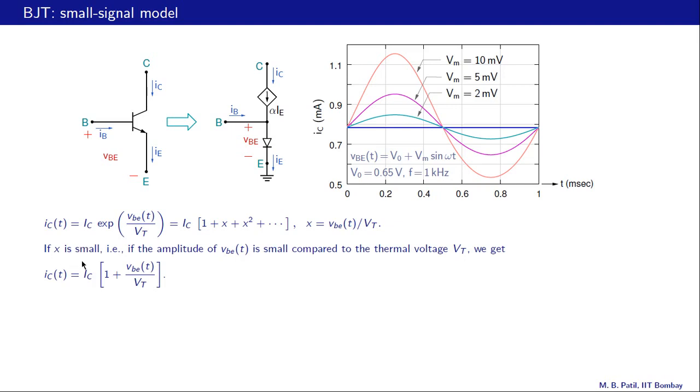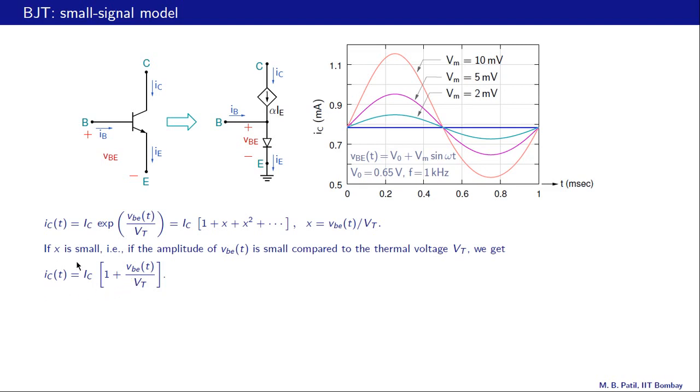So in summary, if x is small, that is if the amplitude of the signal VBE is small compared to the thermal voltage VT, then we get the total instantaneous collector current iC equal to IC plus IC times (1 plus x), where we ignore the x squared and x cubed terms and so on, and x of course is VBE over VT. So that is the expression we get between the total instantaneous collector current and the signal base emitter voltage.